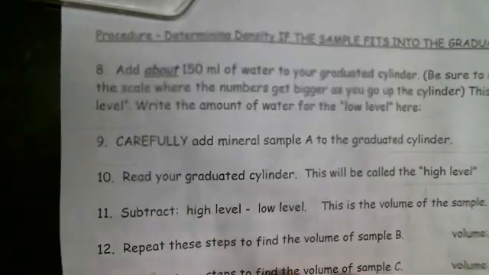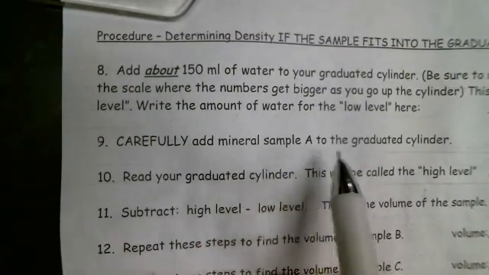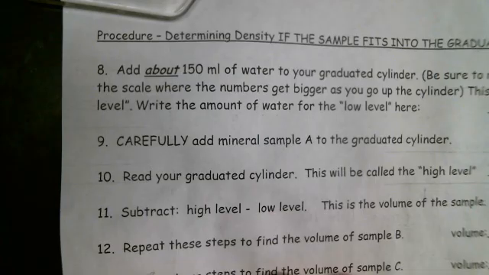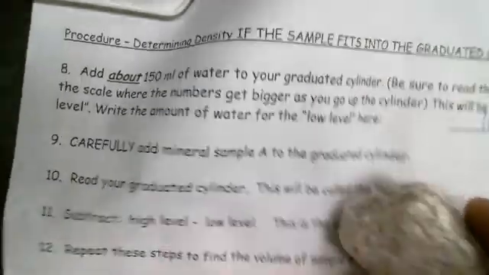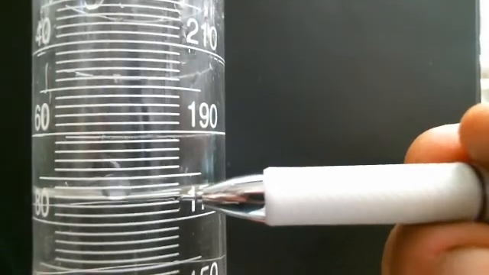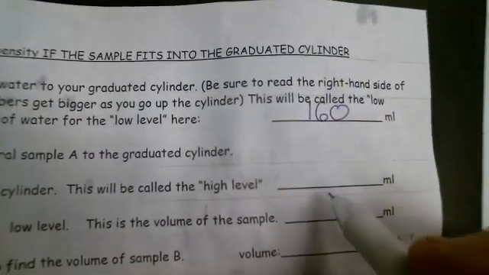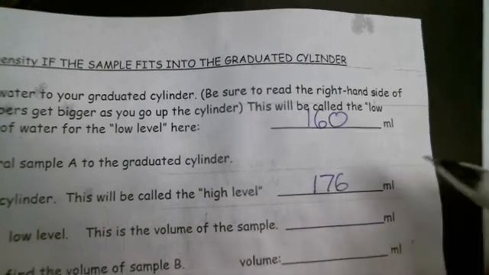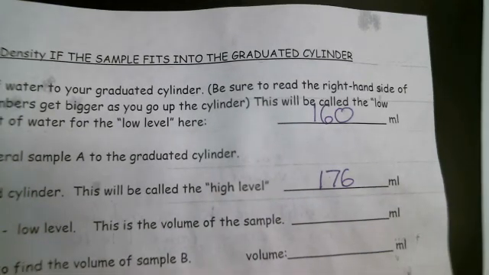Next, it says, carefully add the mineral sample A to the graduated cylinder. So there's my sample A, and I'm going to add it. Water splashes a little bit, but the water level now went up. Here's 170, 172, 174, 176. So on my paper, I'm going to write 176 as the high level of the water.